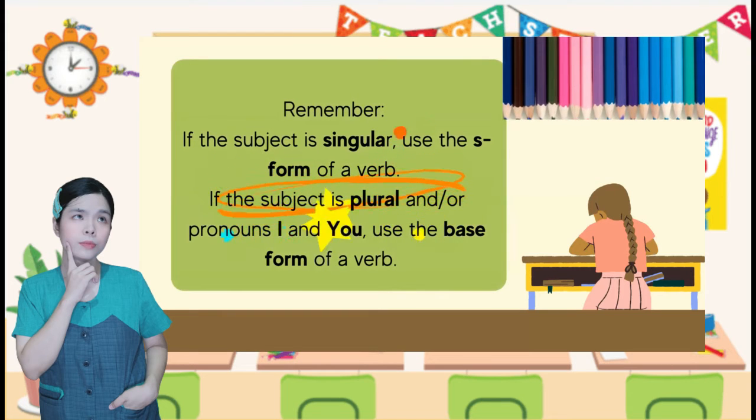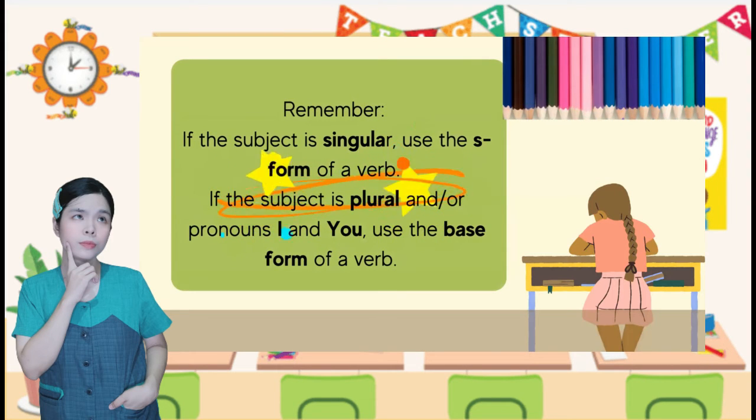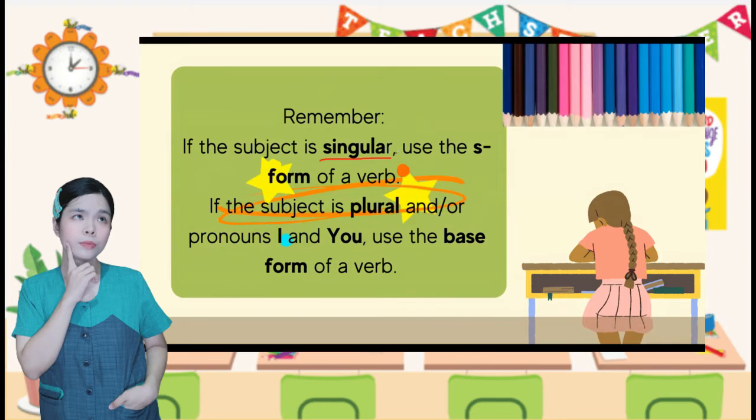Now class, remember, in forming the simple present tense of the verb, if the subject is singular, use the S form of a verb. Now, if the subject is plural, or the pronouns I and you, we are going to use the base form of a verb, meaning as is. You will not change anything.